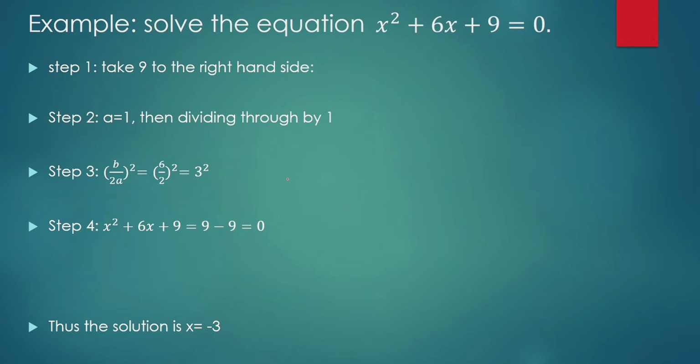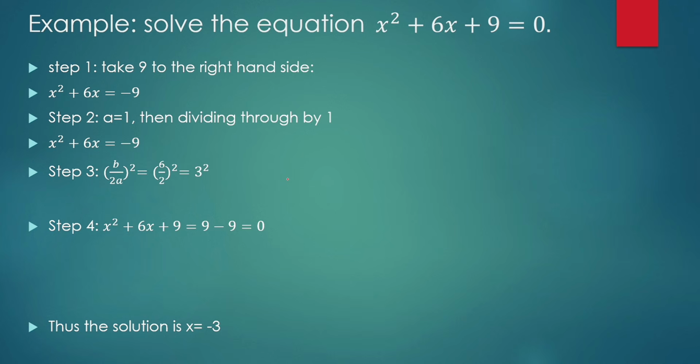So let us check on an example that can easily tell us what we are talking about in the completing square method. For this x squared plus 6x plus 9 is equal to 0, the first step we have seen is to take the constant to the right hand side, which is 9, so we shall get x squared plus 6x is equal to minus 9.